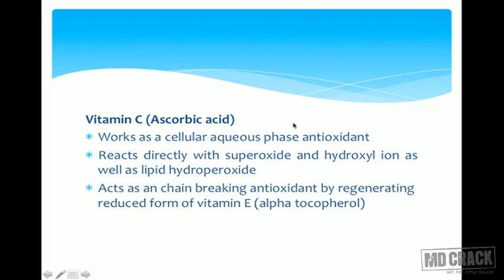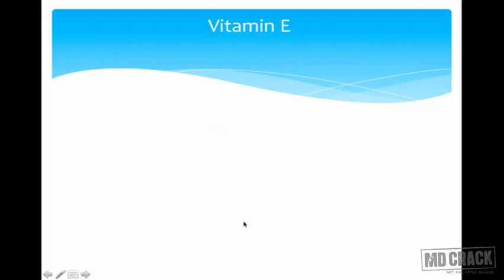Vitamin C is another vitamin antioxidant, that is ascorbic acid. It works as a cellular aqueous phase antioxidant. So vitamin E was lipophilic and present in the lipid phase, whereas vitamin C works in the aqueous phase. It also reacts directly with superoxide or with hydroxyl ion as well as with lipid hydroperoxide. It acts as a chain-breaking antioxidant by regenerating the reduced form of vitamin E, the alpha tocopherol. Let me just show it to you how it happens.